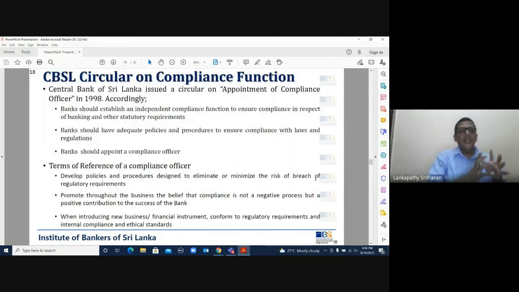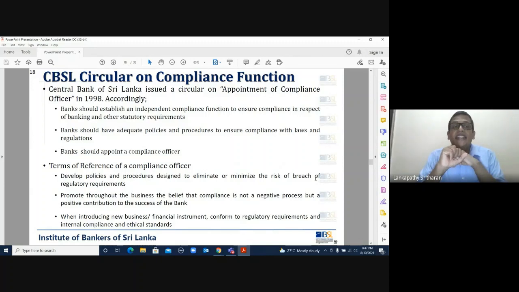Now, I think we have discussed the compliance function and its basic concepts. Now we are going to discuss the central bank requirements on the compliance function. The central bank issued a circular, I think in 1998, and they made some requirements that the bank should have some minimum requirements on the compliance function. The first thing is they say that there should be a compliance officer in each and every bank. So if it is a licensed bank, they should appoint a compliance officer.